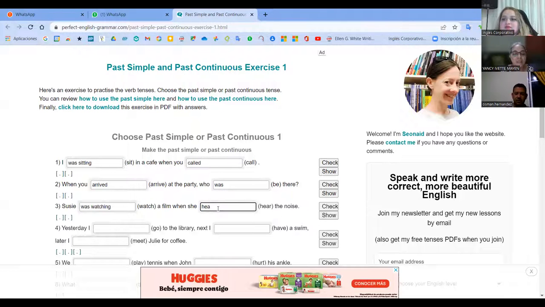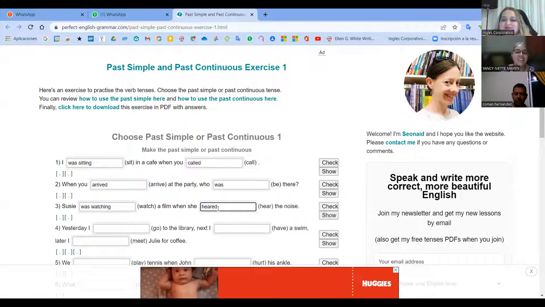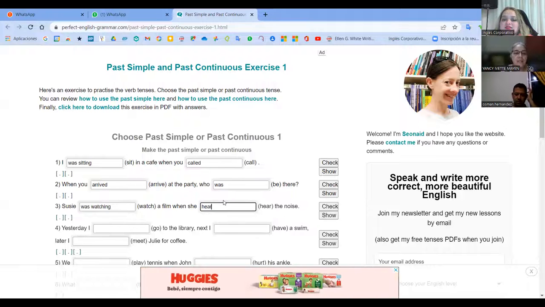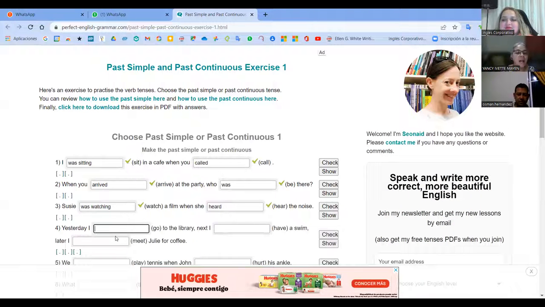The past of hear? Yes, it is irregular. The past is heard. Can you spell it for me? H-E-A-R-D. Yes, heard. Okay, the noise. Okay, I check. Yesterday, when she heard the noise. Remember, the interrupting action is going to be in the past. And you use when with the past and while with continuous. Yes.